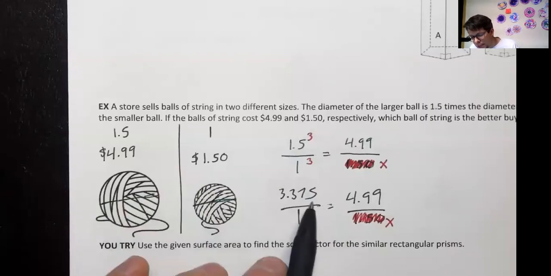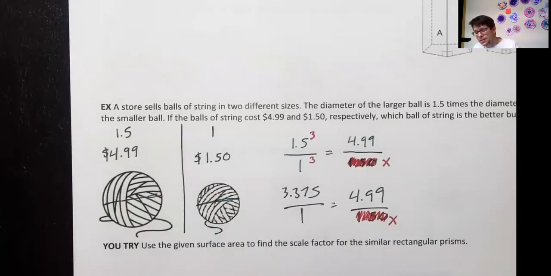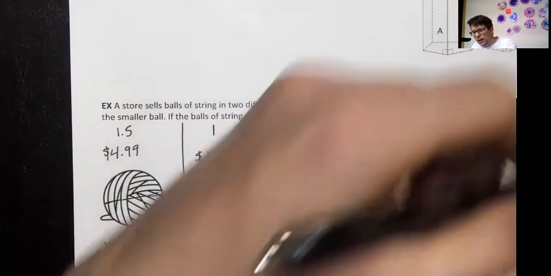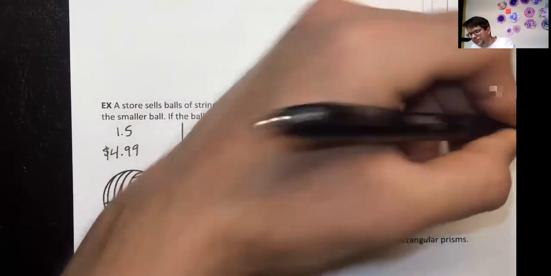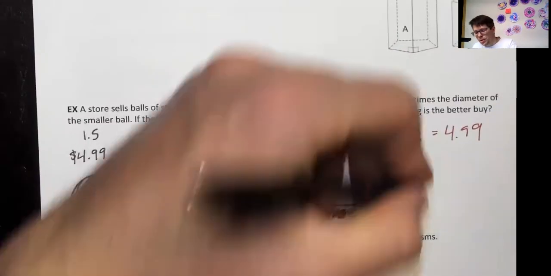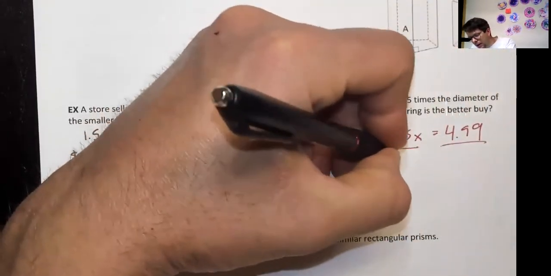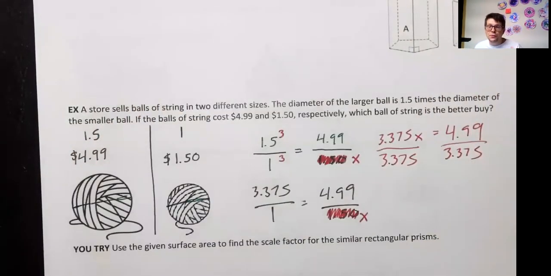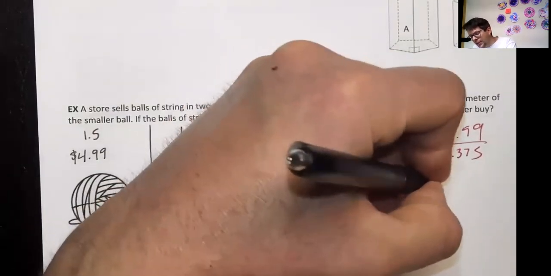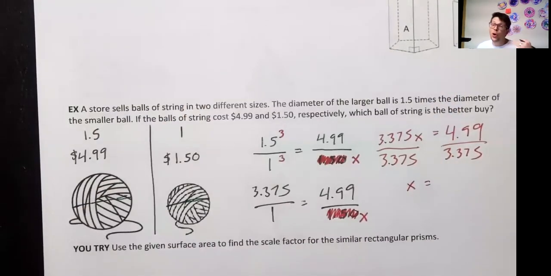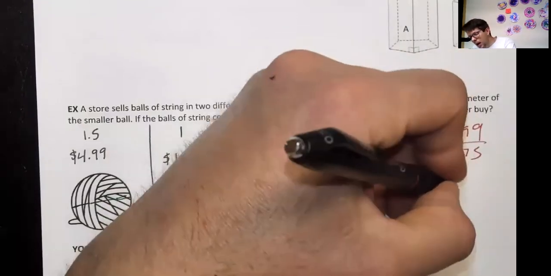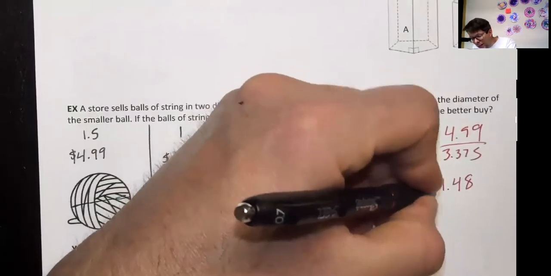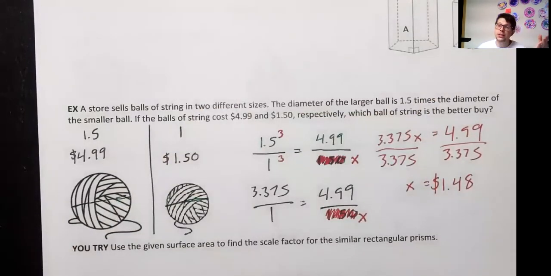So let's do that. When I take my 3.375, I'm going to multiply it by x this time, which gives me 3.375x. And when I do 1 times 499, I'm still just going to get 499. Then my big move is to do my division. When I divide by 3.375, that is going to give me my new price for my small ball, and I want to compare that against the $1.50. When you do the division, you don't get $1.50. What you do get is 1.48, which means that what the shop should be charging is $1.48.